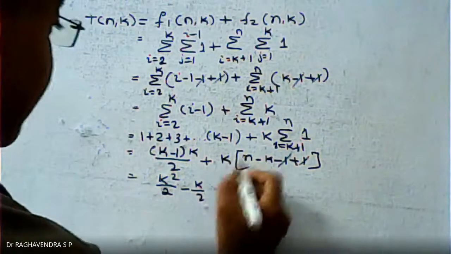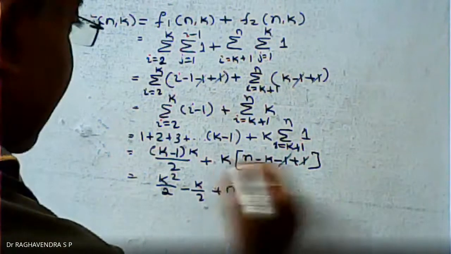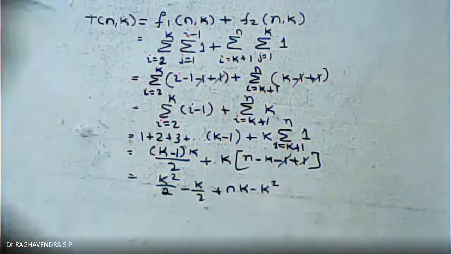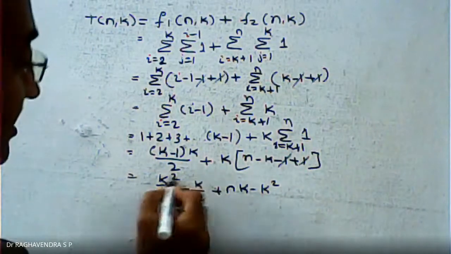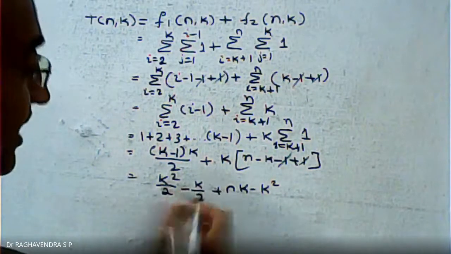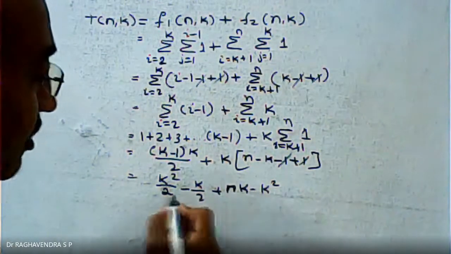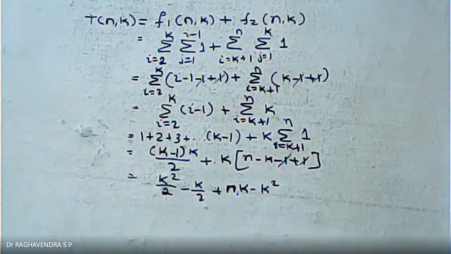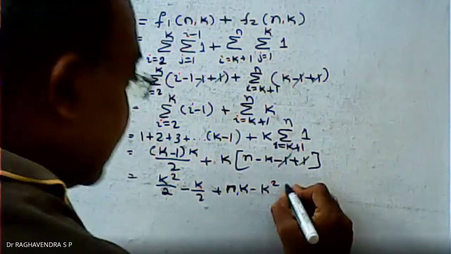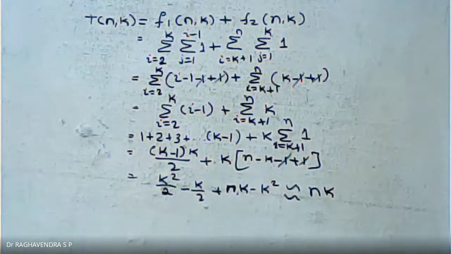So n into k, nk, minus k into k square. Here, what is the highest degree? It is a quadratic equation, and the second term is a quadratic equation. So this is a linear equation, and this is a multiple. The order of growth, when compared to the quadratic equation, the multiple will be higher. So that is why we can approximate this to nk.